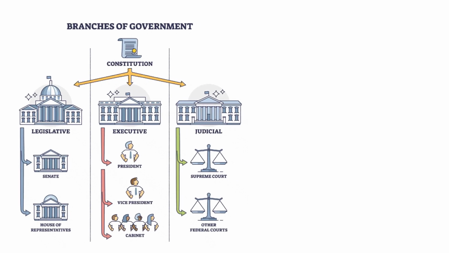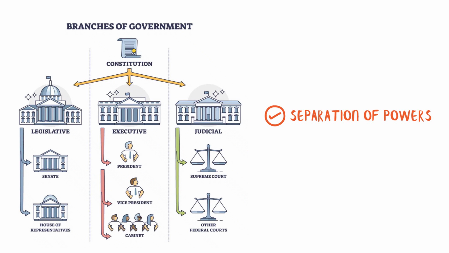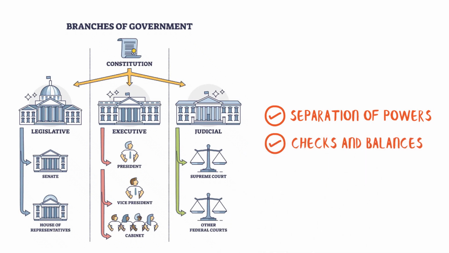This arrangement was based on the principle of separation of powers, under which no single governing power would be responsible for all governing functions, reducing the chance that any single branch would grow too powerful. At the same time, the framers instituted ways for each branch to limit the operations of the other branches, an idea known as checks and balances.